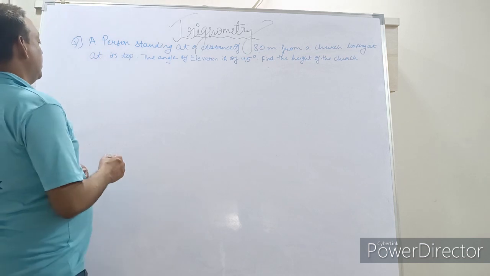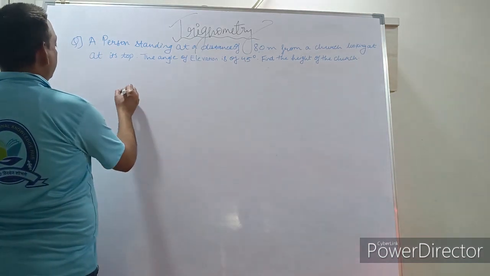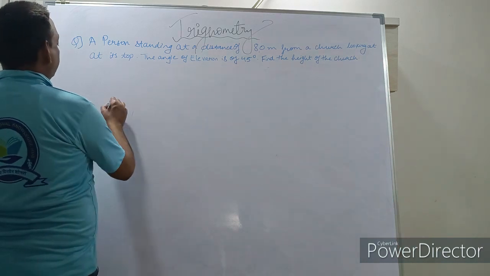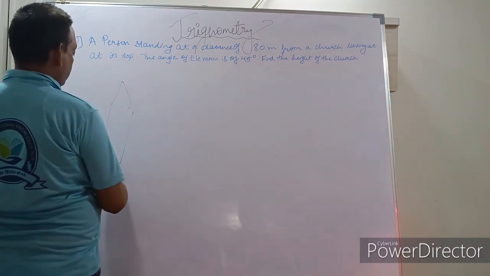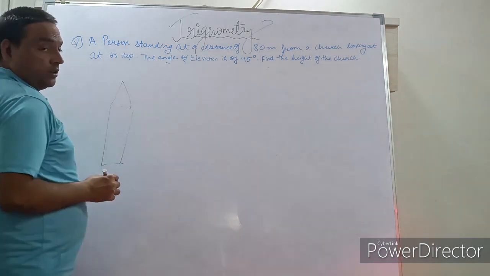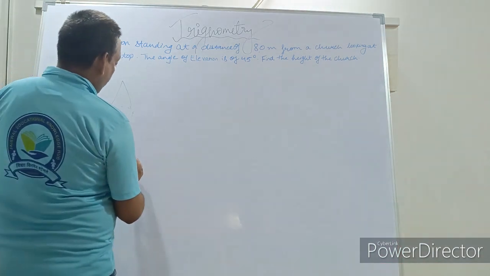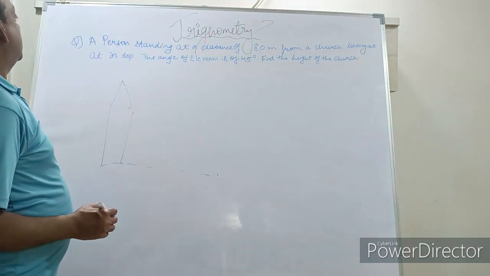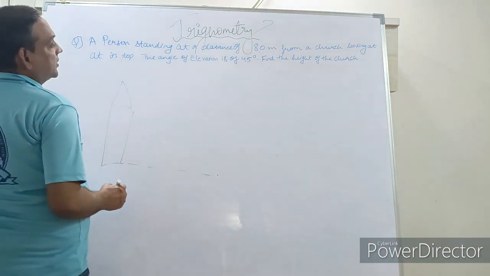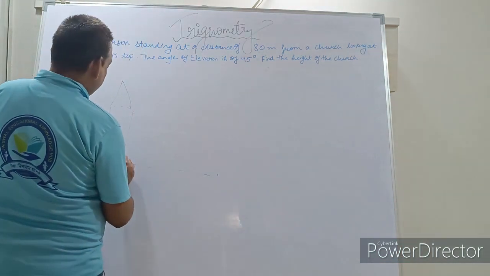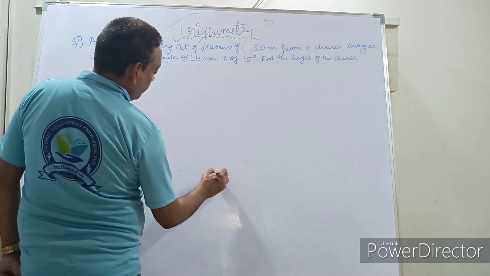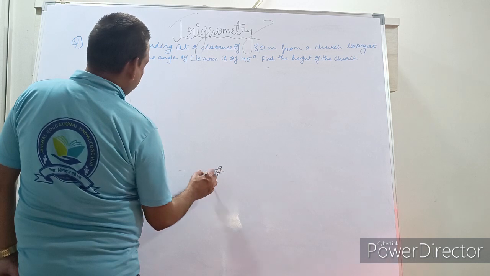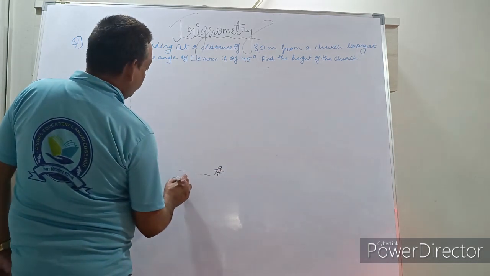Okay, so let's do the height of the church. This is the height of the church they have given. I'm very bad at drawing, so I'm just drawing like this. And the person is somewhere here. What they have given is a person standing at a distance of 80 meters. So this is the church, the distance from here to here where the person is standing. The distance between them will be 80 meters.